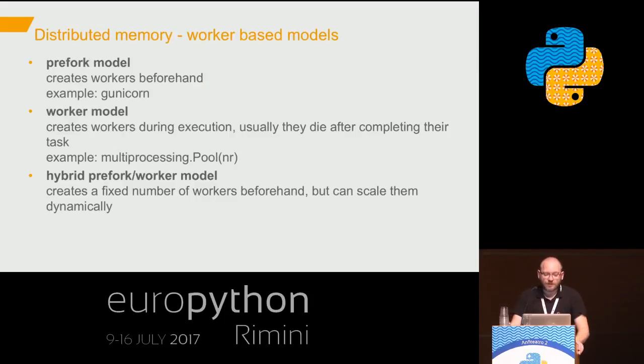Okay, so we have different models for parallel programming. We also have different models for distributed memory itself. So we have something called worker-based models. You can have a prefork model that Unicorn uses. So you might create your workers beforehand. You define that your application starts up with four processes or four threads, and that's prefork. You can have a worker model where you define during execution how many workers you need. For example, you optimize that to your data set and how well it divides. Multiprocessing pool is an example of that. And you also have a hybrid approach, so you can define the number of workers beforehand, and later you can scale them dynamically, which is useful when you're working with something like a backend server.